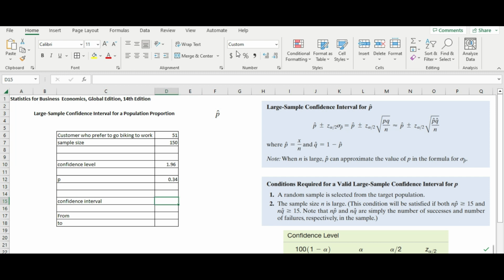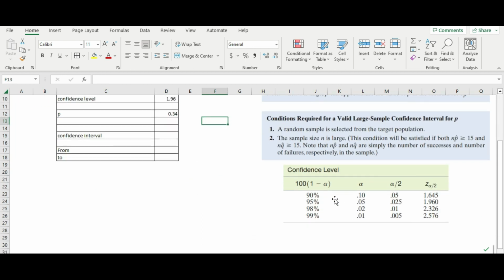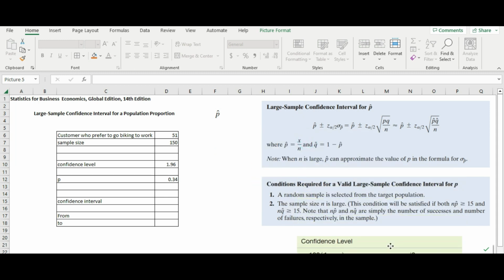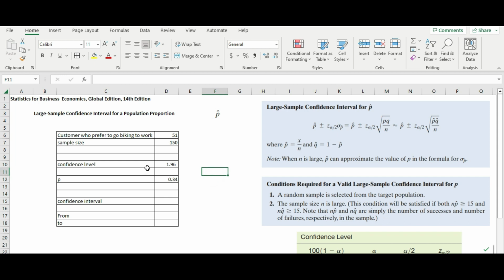To determine the confidence interval, we need the confidence level. When you say 1.96, it means a 95% confidence level. 90% is 1.645, 98% is 2.33, 99% is 2.58, and so on. For this example, since the common confidence level is 95%, we will use 95% or 1.96.